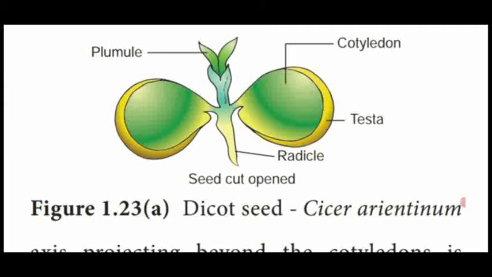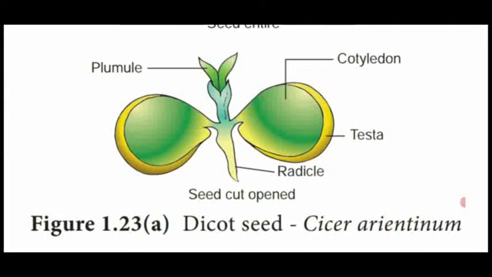In the next diagram, this is the dicot embryo of Cicer arietinum, the pea plant. The central or stem-like portion is said to be the embryonal axis, and laterally they have the flattened portions called cotyledons.